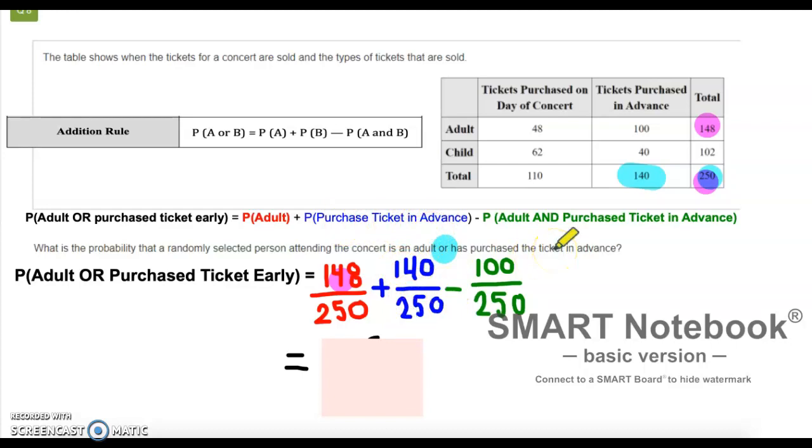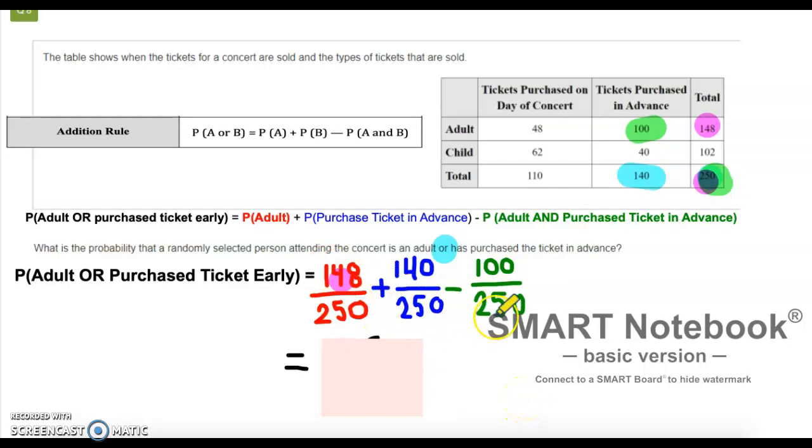Then we need to subtract off the chance of both of these events happening together. So we need to subtract out the number of people who were an adult and purchased a ticket in advance. So here we need to follow over our adult row and then follow down our purchased a ticket in advance column and see where they meet. And you can see they meet right here at 100. So there were 100 people that were an adult and purchased a ticket in advance out of 250 total people. So that's where we get the green part of our probability equation here.